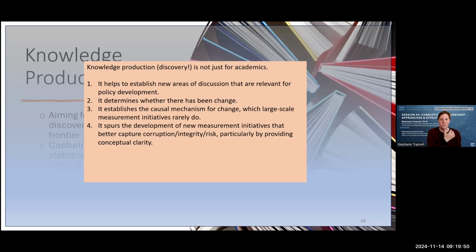This kind of work determines whether there has been change. This is really important because indices don't often capture change, and the kinds of initiatives that can capture change are often not sustainable because they're too resource intensive and they can't be done again. One example that I know of is the Index of Public Integrity that Paul talked about last week. They actually know and recognize that their index is probably not going to capture change.